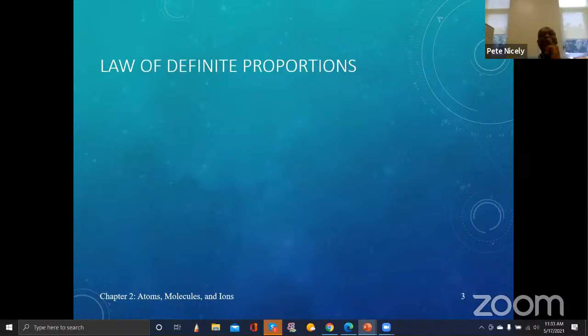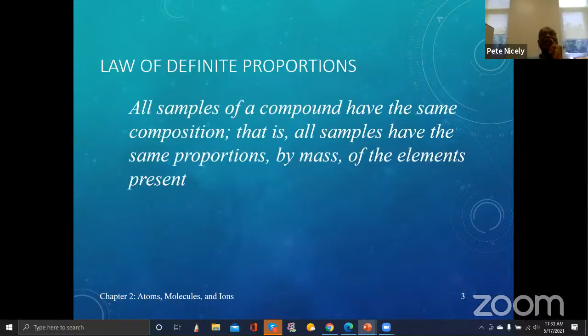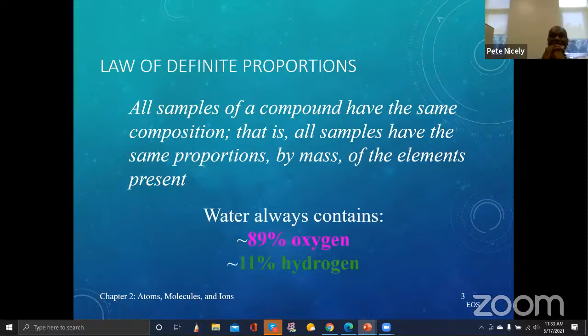Another law that we're going to talk about is what is known as the law of definite proportions. And what this law says is that all samples of a compound have the same composition. That is, all samples have the same proportion by mass of the elements that are present in the compound, all right? So for example, in the case of water, water always contains 89% oxygen and 11% hydrogen. And that is true for every sample of water.